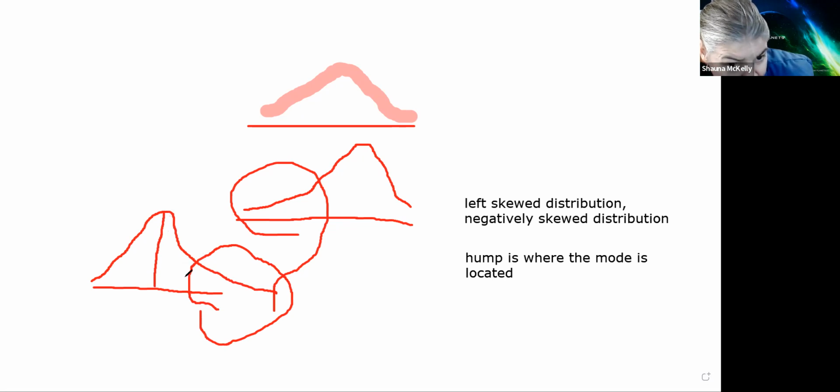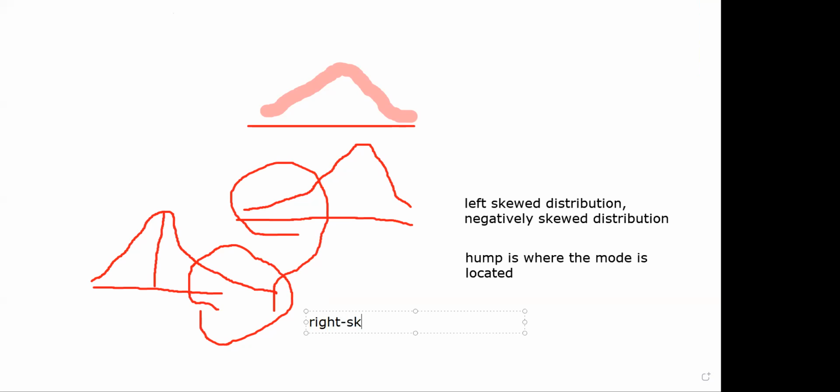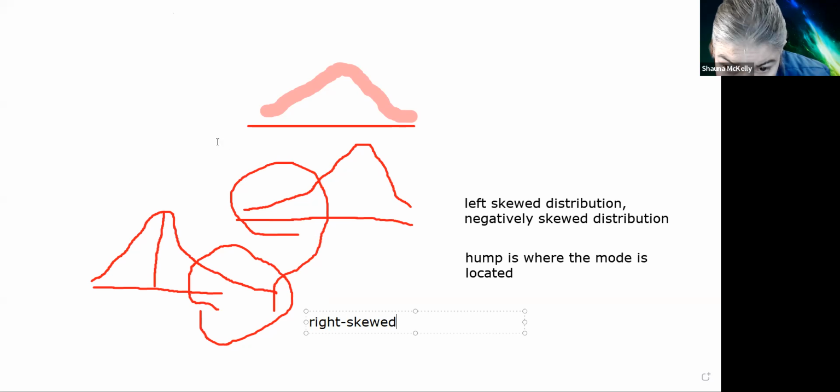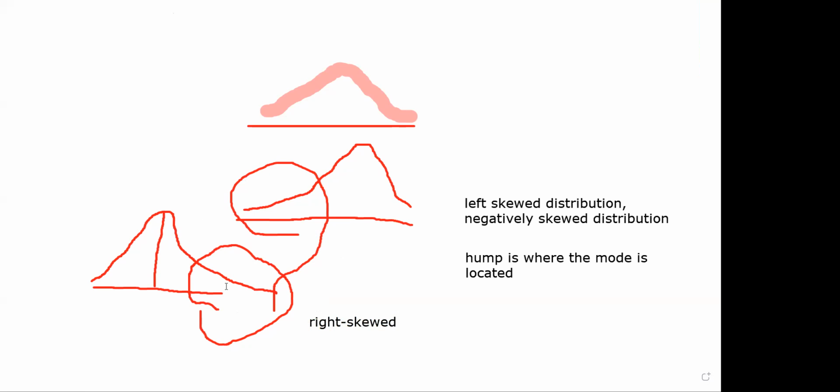That's my mode. But I have people that got really high scores, and so it's pulling the median with it, right? So this is going to be right skewed. So you look in the direction of the tail, okay, to find the direction of skew. Thank you, Shauna. Look up, find the big hump, and look for the tail. Okay. Got it.